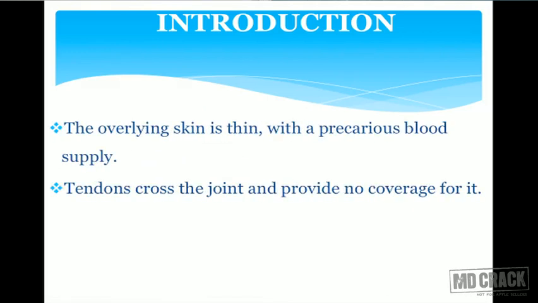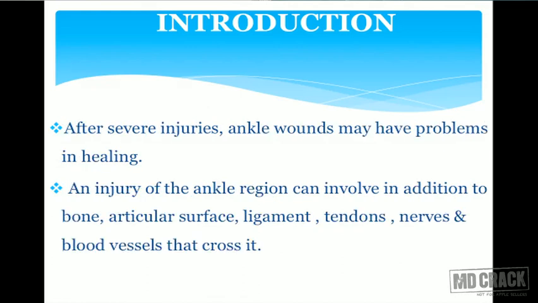The overlying skin, just like in tibia, is very thin. The blood supply is very precarious. The tendons crossing the joints are there and they provide no coverage for it. So easily it can be exposed, and compound injuries are very highly common. After severe injuries, the ankle wounds may have problems in healing.